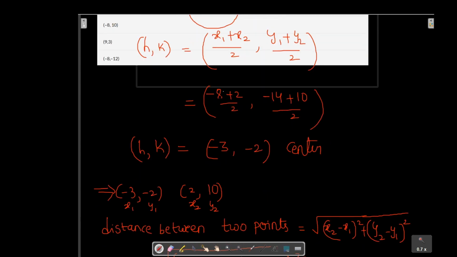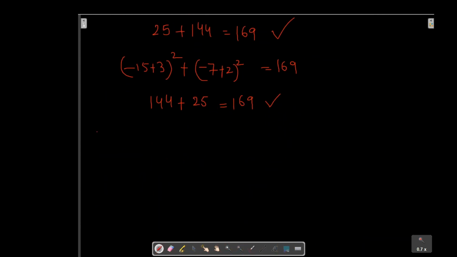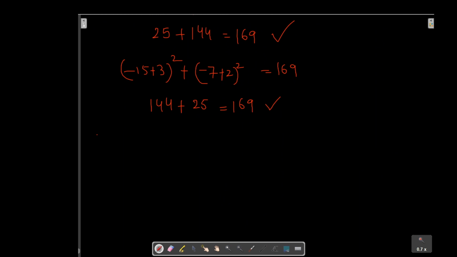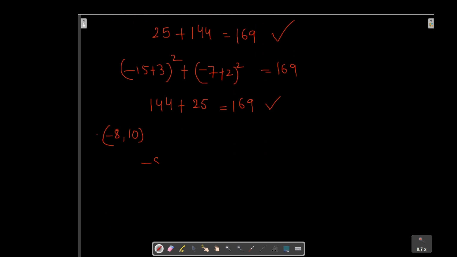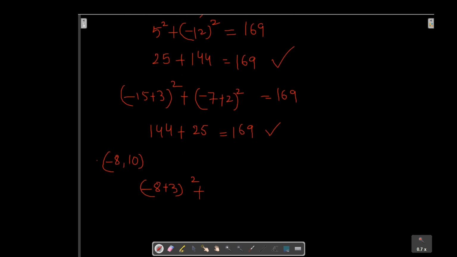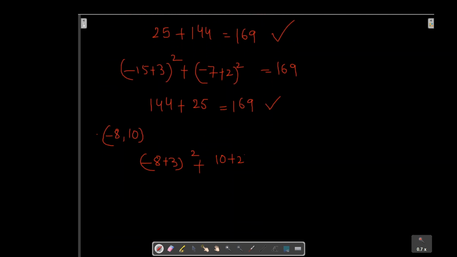We'll see the next point, negative 8 comma 10. Plug in negative 8 comma 10. Negative 8 plus 3 whole square, 10 plus 2 whole square. This also I think we get it. Negative 8 plus 3, negative 5 square, 25. 10 plus 2, 12 square, 144. This equals 169. This also lies on the circle.